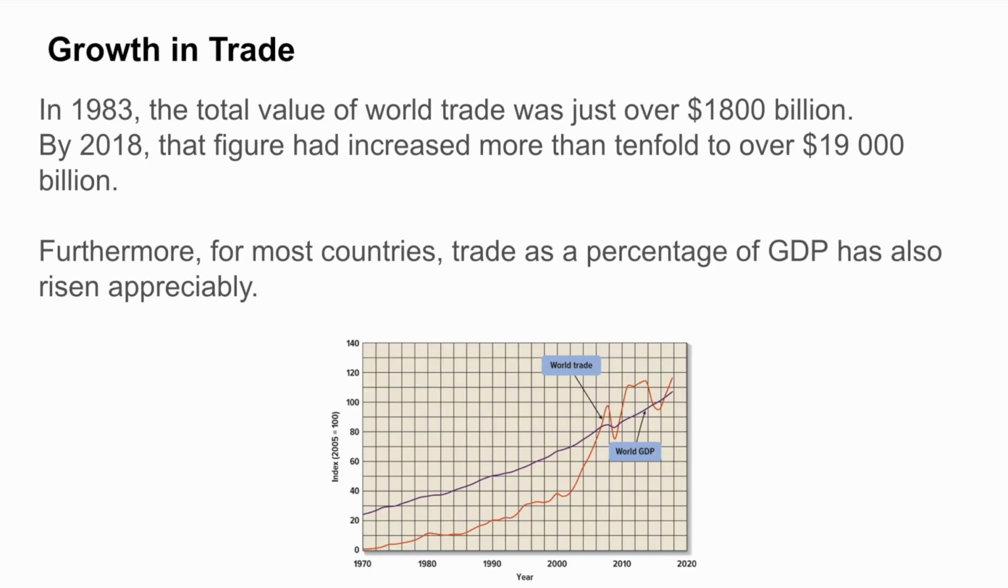So let's look at trade in the world. Since 83, and 83 in my mind wasn't that long ago, world trade in 1983 was about $1,800 billion. If we look at 2018, and those numbers are getting dated now, that had increased tenfold to more than $19,000 billion. And for most countries, really, trade as a percentage of their gross domestic product has also risen appreciably. So we've seen a lot more trade.